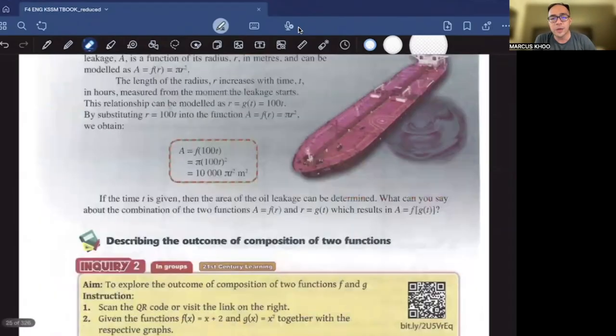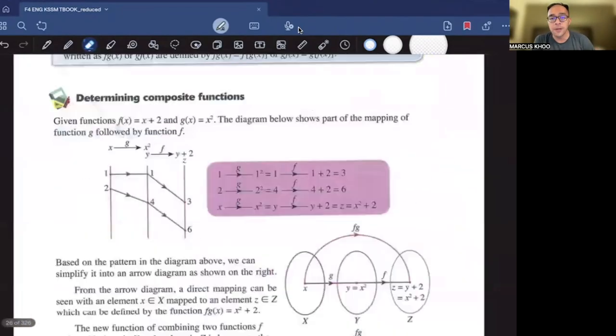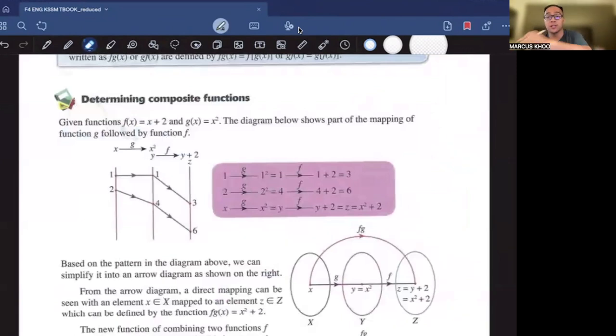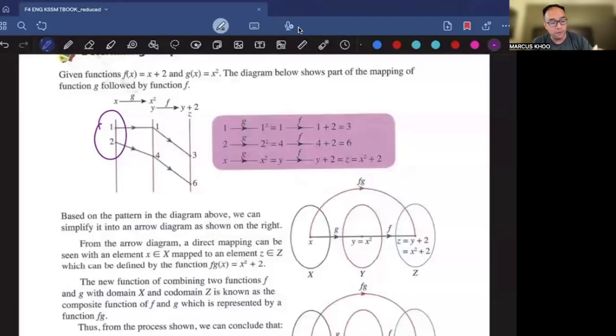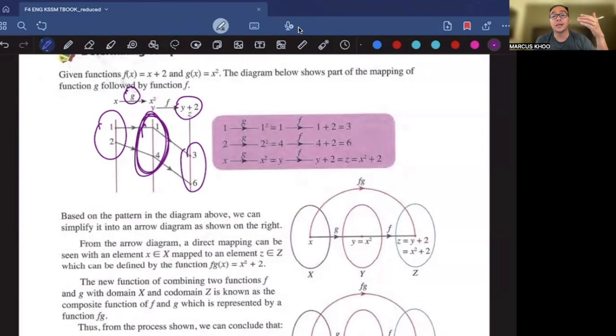Composite functions happen when you have two functions, one after another. So you want to know how it is mapped out in this situation. Let's say, for example, the original objects are all here, and then because of one function, the function g, you map it out into this one. And then we use this result and you map out another function, which is, let's say, y plus 2. So then we get this end result.